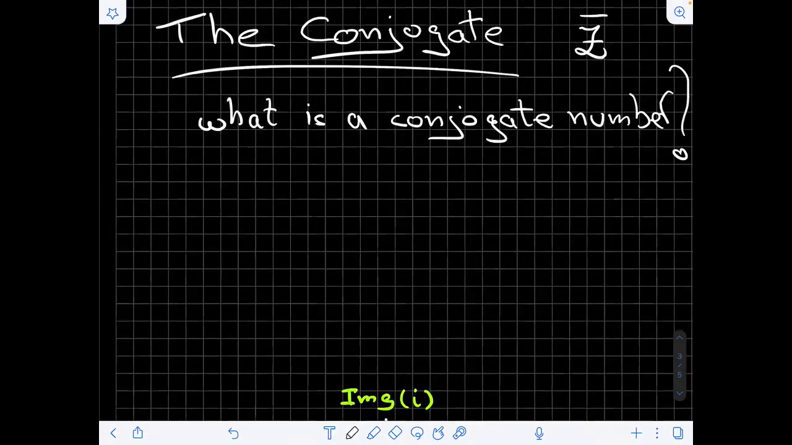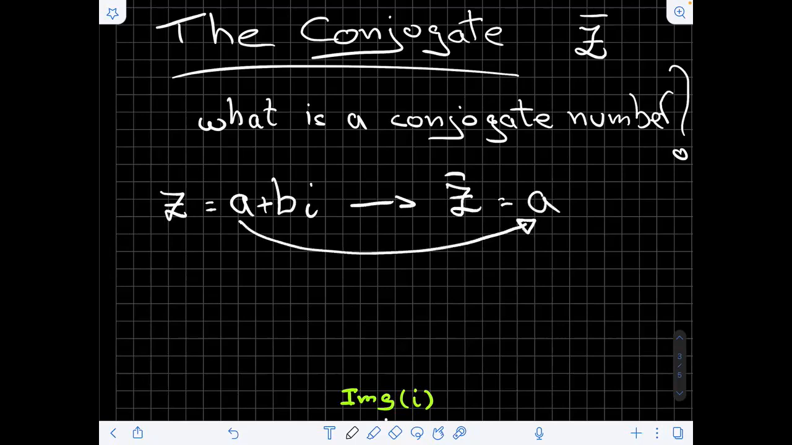Okay, once we've learned about the modulus, let's go to the conjugate. So what is the conjugate? The conjugate is marked with a line on top of Z, or a little wave. To understand the definition, if Z is a plus bi, some complex number, its conjugate is a, the real part stays exactly the same, but instead of plus bi, we write minus bi. So this is basically the conjugate.